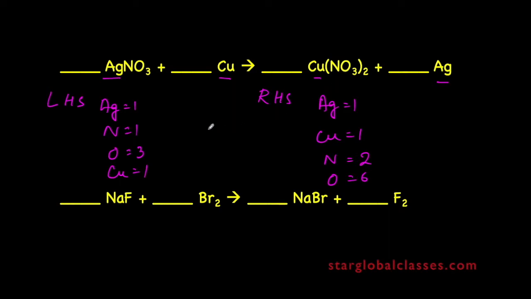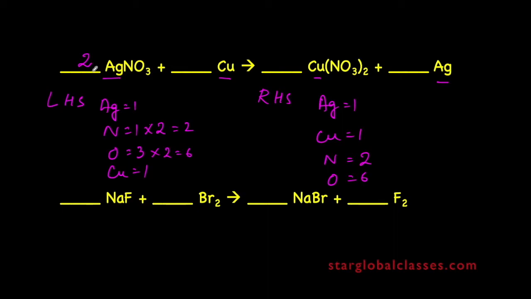So we need to multiply nitrogen on the left hand side by 2. We multiply here by 2. Now nitrogen on the left hand side became 2, on the right hand side 2. Oxygen on the left hand side now became 2 into 3, 6, because we have multiplied by 2. So it became 6. And on the right hand side oxygen is 6. So nitrogen, oxygen now balanced.